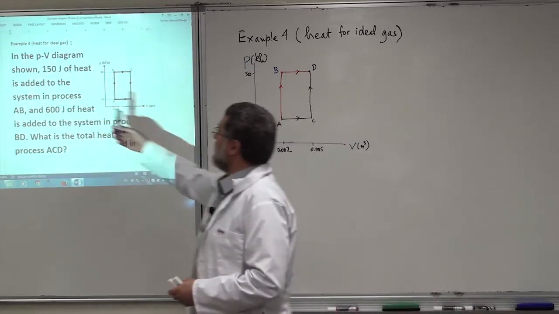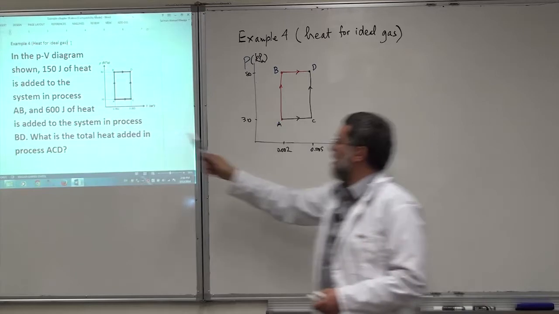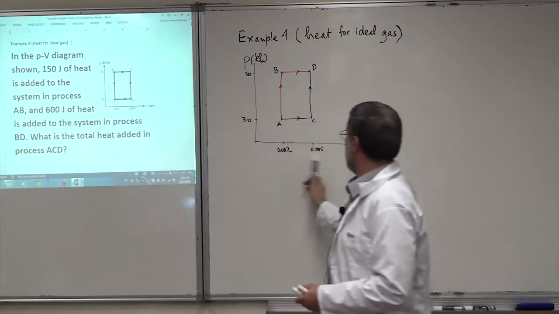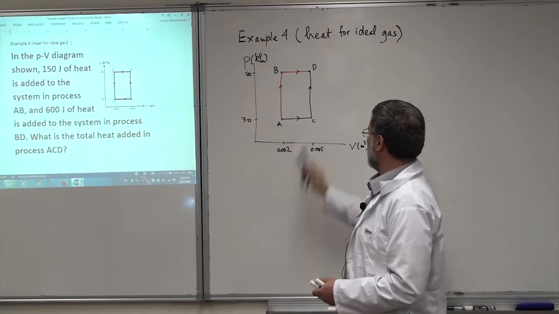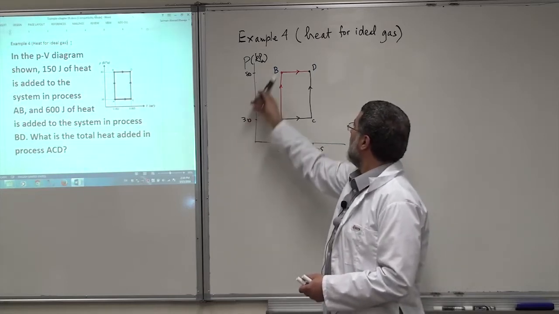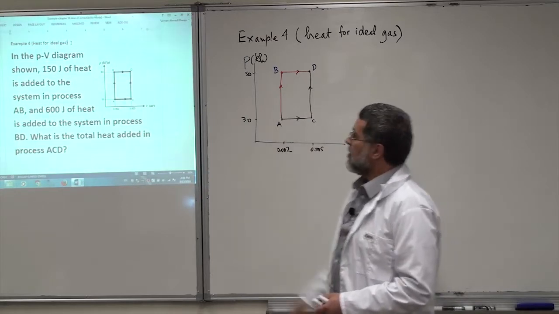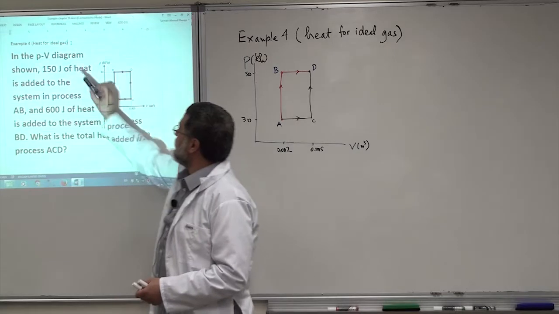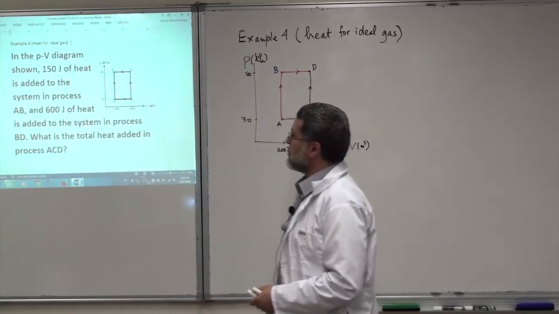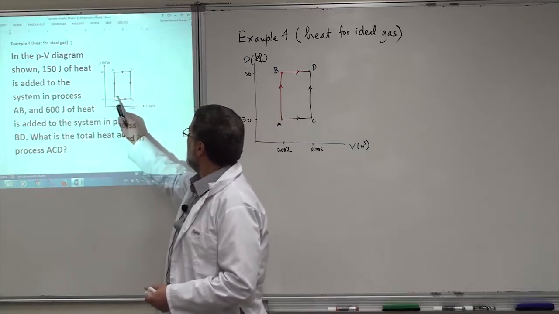It says in the PV diagram shown here, you can see it here also here. If you are not able to read these numbers, they are here. This is the volume at two different states, A and C, and this is the pressure at these states, B and D and A, C here, okay? So it says that in the PV diagram shown, 150 joules of heat is added to the system, which is our gas, in the process A, B.